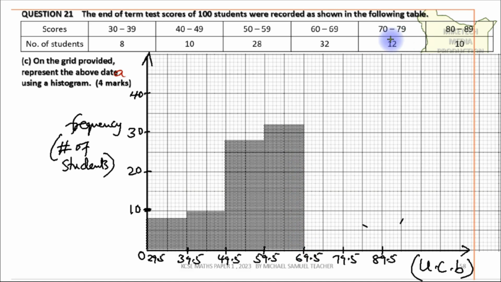Then 69.5 to 79.5 is 12, so at 12 this particular point. Then lastly 79.5 to 89.5 is 10. Now that is okay. So this is the histogram we have drawn for the above data. So we can move to the next part, which is part D.